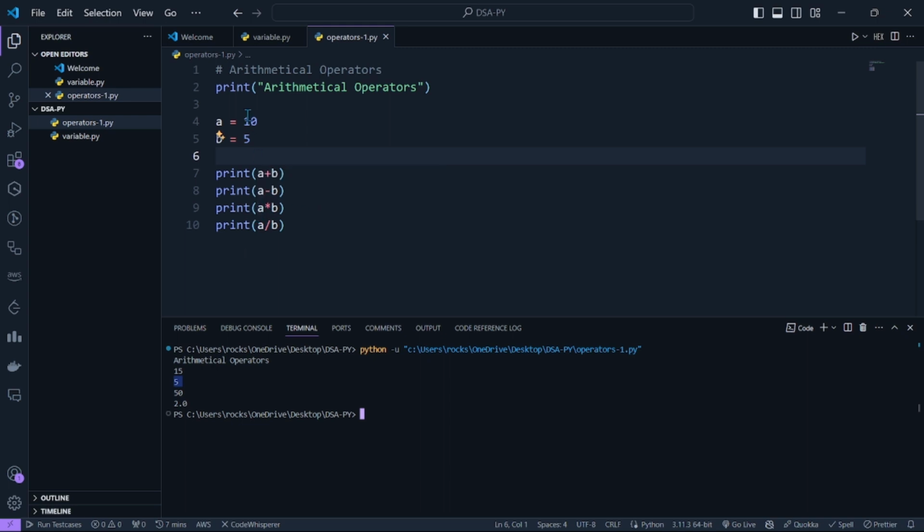A multiplied by b, which is 10 multiplied by 5, is 50, and it also comes here. And here you can see that 10 divided by 5, which is 2, comes here as well, but by default it's coming as float data type.